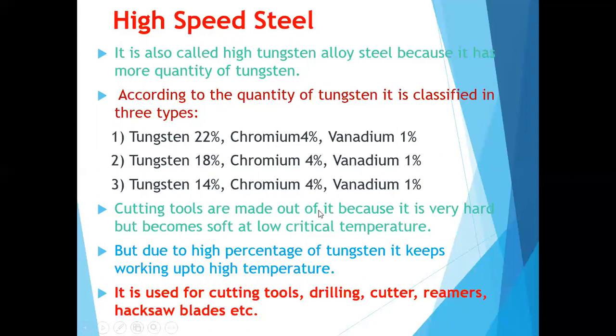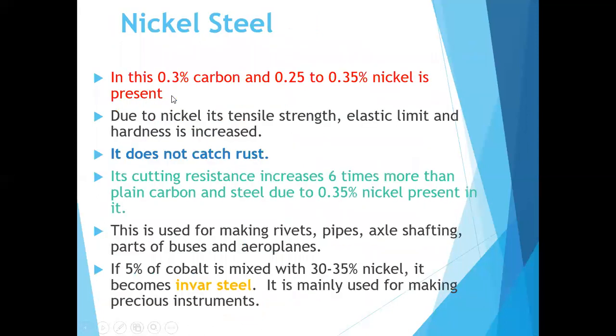Cutting tools are made out of it because it is very hard and becomes soft only at a high critical temperature, so you can use it as a cutting tool. That is a high speed tool. Due to the high percentage of tungsten, it keeps working up to high temperature. It is used for cutting tools, drills, cutters, reamers and hacksaw blades. Okay, next one is nickel steel.